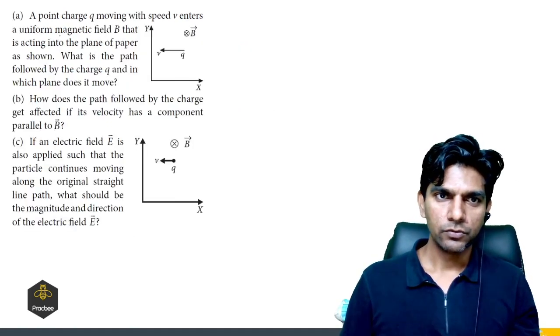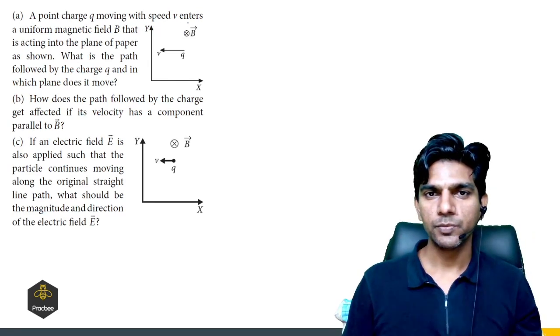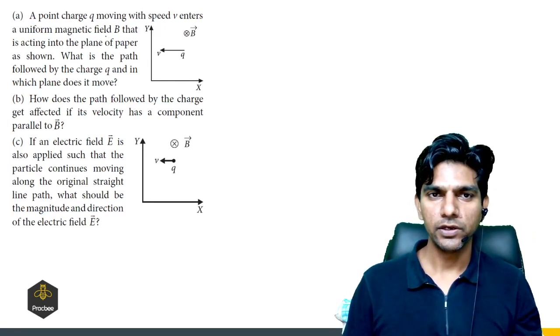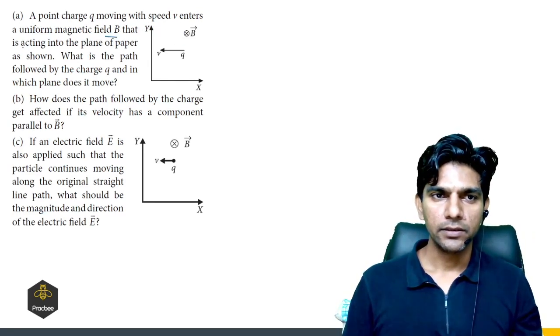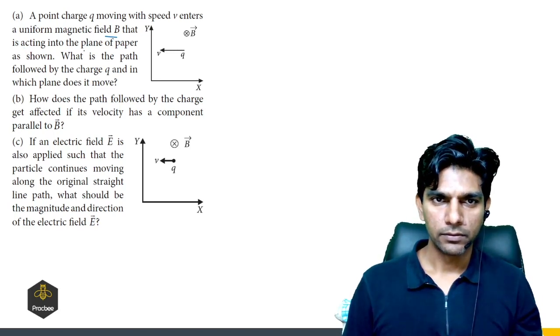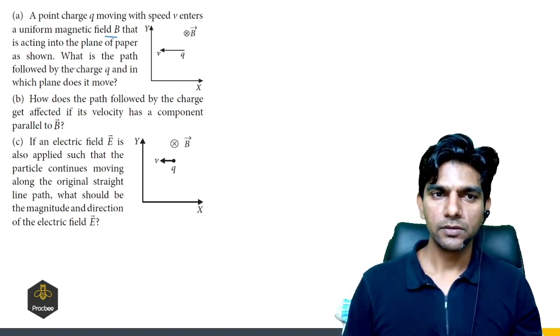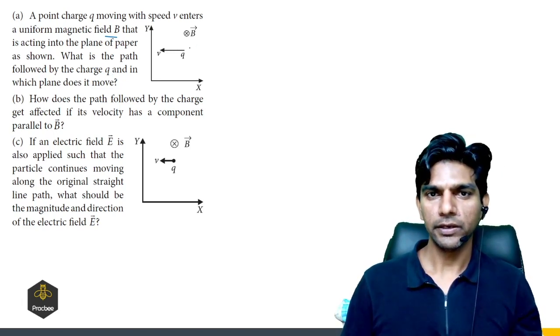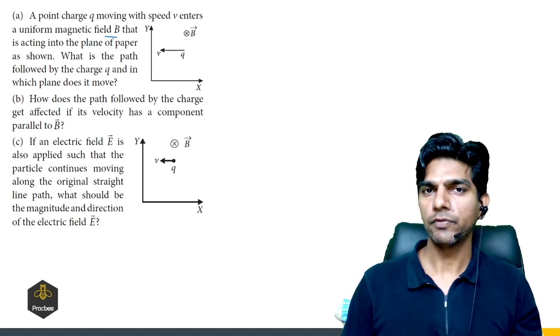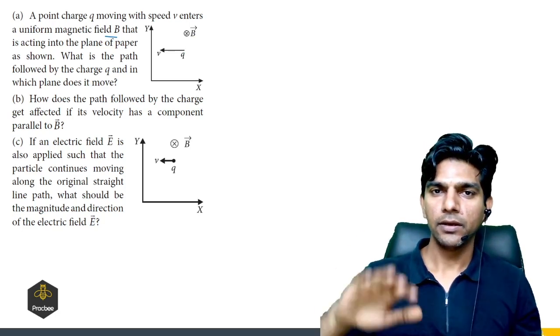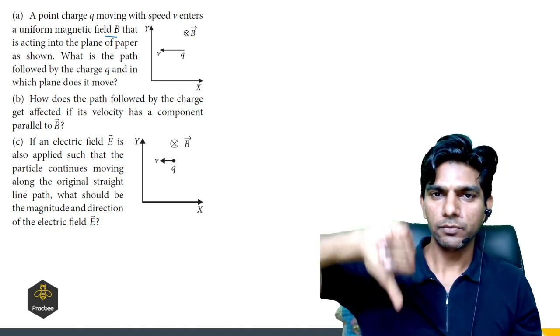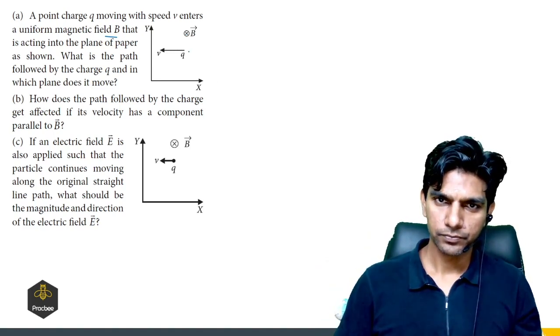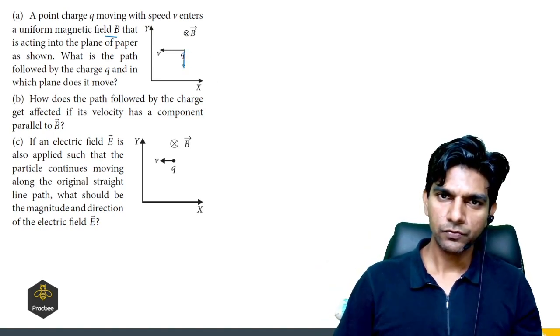Okay, now let us see another question. A point charge q moving with speed v enters a uniform magnetic field B that is acting into the plane of the paper as shown in the figure. What is the path followed by the charge q, and in which plane does it move? Okay, right. So since the velocity and magnetic field are perpendicular, and if I apply V cross B, the thumb is pointing in the downward direction. So this is the direction of force.